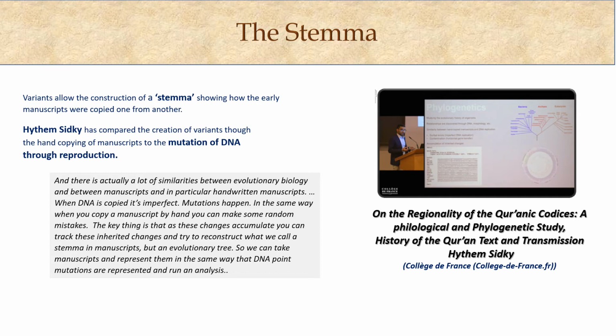When DNA is copied, it's imperfect. Mutations happen. In the same way, when you copy a manuscript by hand, you can make some random mistakes. The key thing is that as these changes accumulate, you can track these inherited changes and try to reconstruct what we call a stemma in manuscripts, but an evolutionary tree. So we can take manuscripts and represent them in the same way that DNA point mutations are represented, and we can run an analysis.